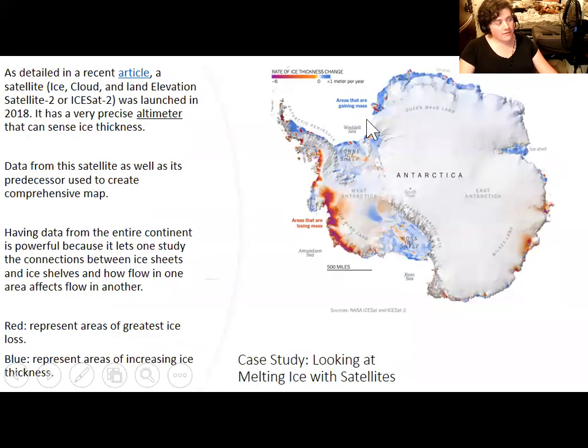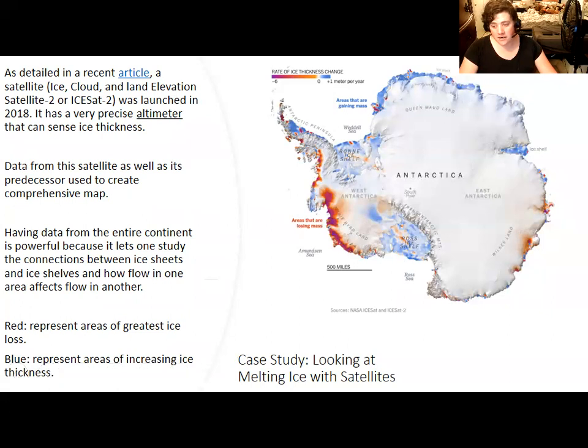A lot of the studies that have let us determine how fast the ice sheets are melting come from satellites. In 2018, there was a study involving a satellite being launched that had an altimeter, which is a device that measures altitude and measures how high different portions of the ice sheet are. And as you can see, we have some really scary losses of ice in West Antarctica.